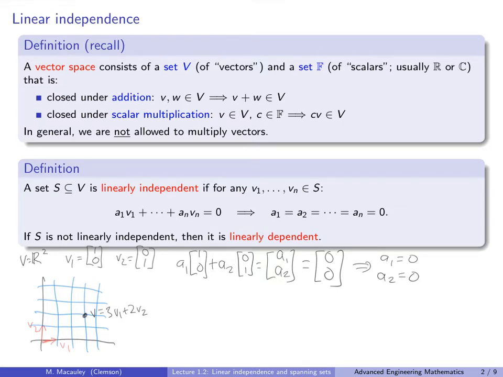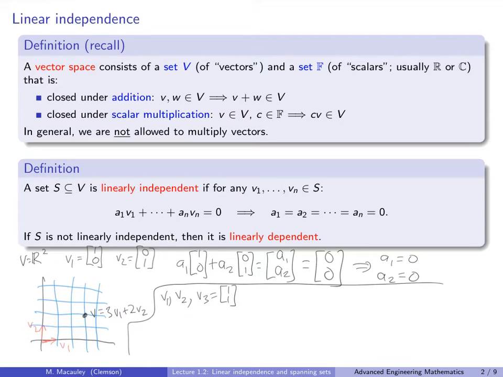Let me now take v1 and v2 as the same, and then let me take v3 to be (1, 1). Now I claim this is a linearly dependent set. How do we show that? We have to show that there is some non-trivial linear combination of these three vectors that gives the 0 vector.